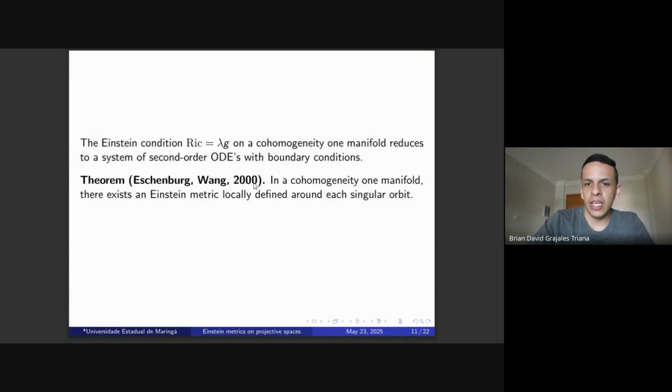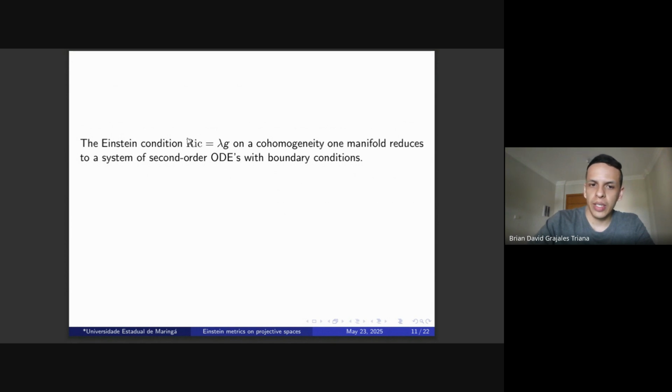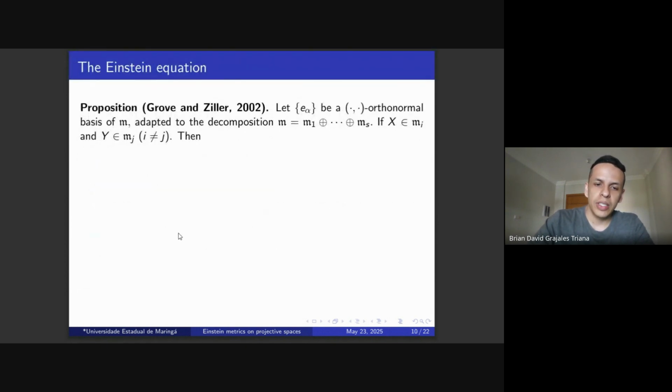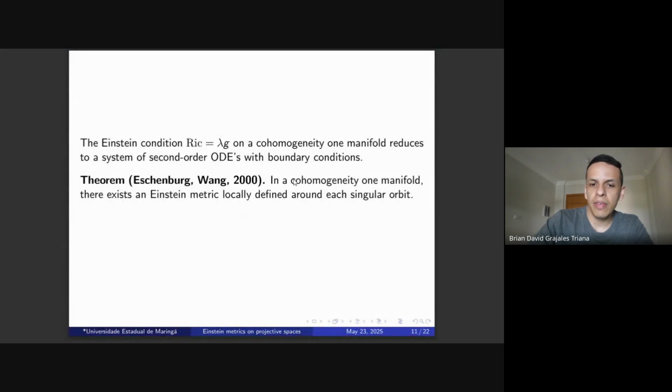And in fact, you solve the equation, you have these conditions, and they have a theorem that says that if you can extend the functions f_i satisfying these equations to t equals 0, for example, then that extension is also an Einstein metric. So these conditions hold in the singular orbit. You don't have to do a lot of things there.